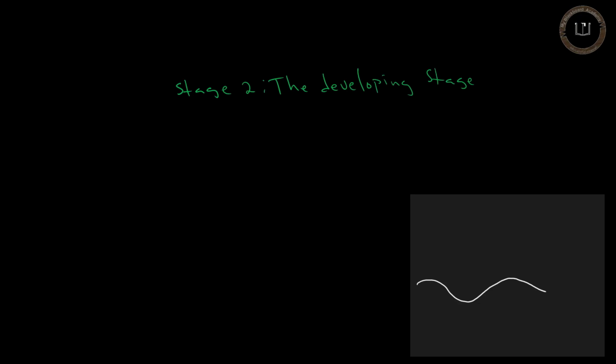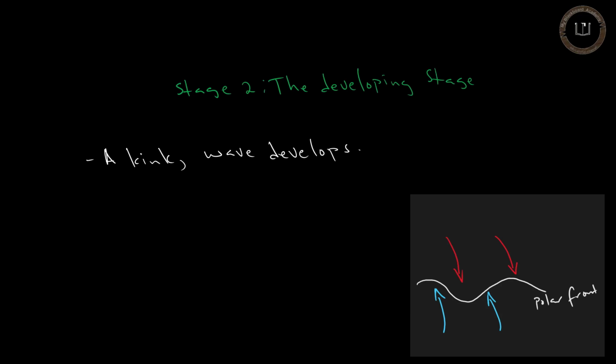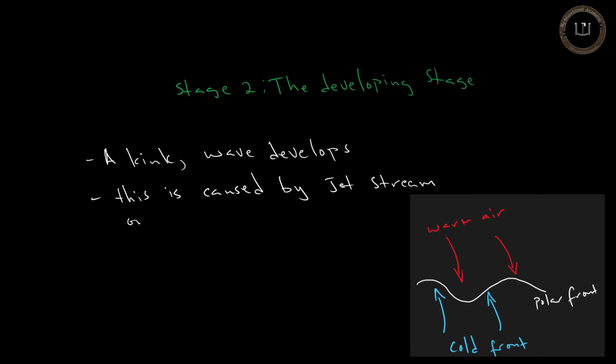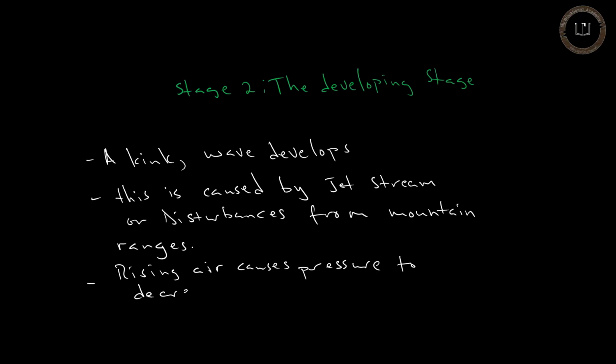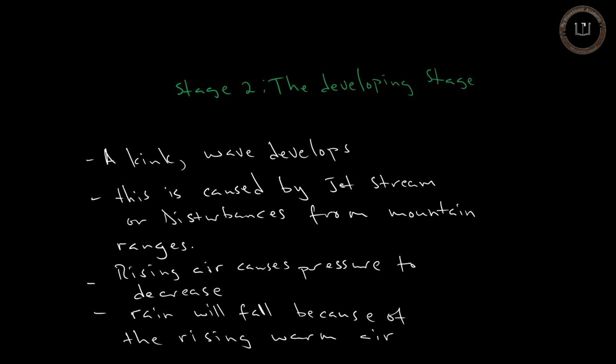In the developing stage, a kink or a wave develops. This development is caused by jet streams, or it can be caused by mountain ranges, which disturb the motion of air flowing over them. The rising air causes the pressure to decrease, thereby creating a center of low pressure. This causes cloudy weather and some rain, which occurs because of the rising warm air.